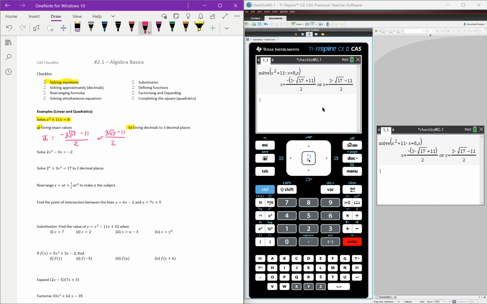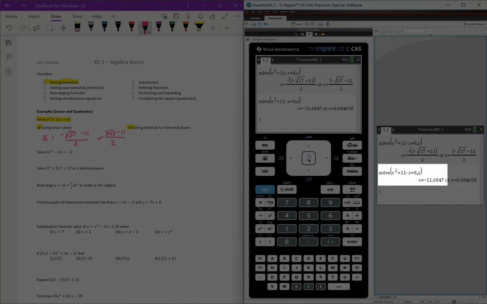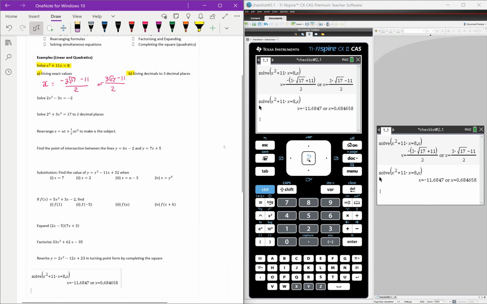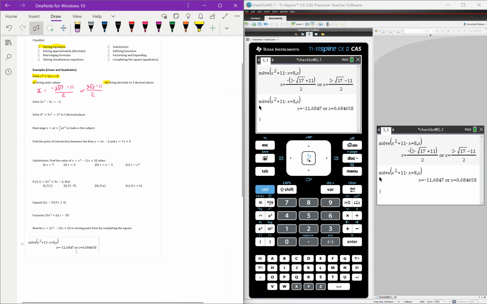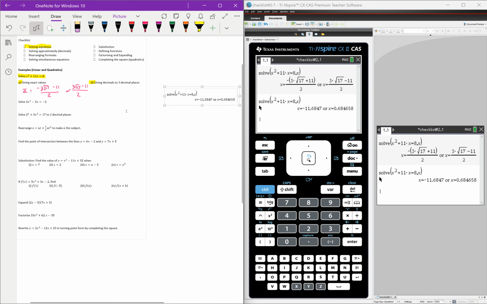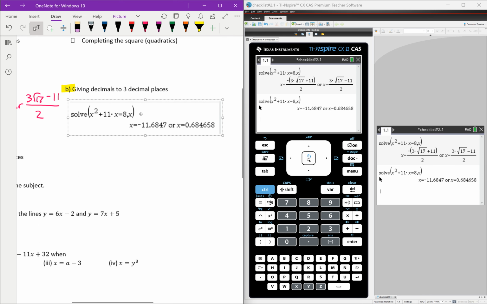And if we wanted giving decimals correct to 3 decimal places, again, press Control Enter. And that gives me now 3 decimal places. We know it's 11.684. So I'm just going to copy this. I can't be bothered writing it. And I'm just going to go over here and paste. And it's right there. There we go. Maybe I'll make this set as background picture so it doesn't get affected. And there we go. So 3 decimal places.